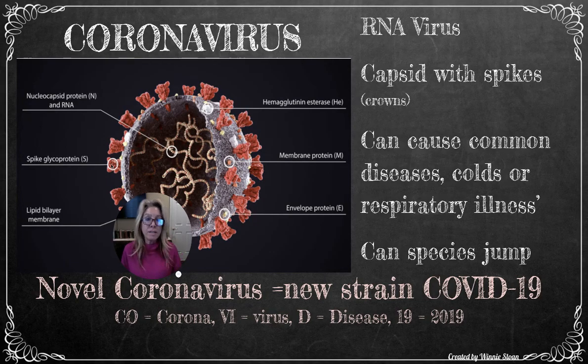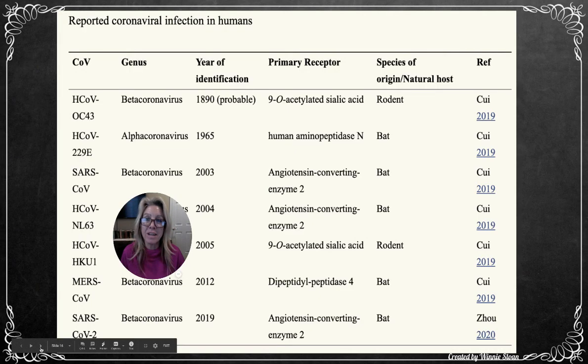It can cause diseases. There are several, and I gave those to you in your notes. There are several different diseases that can be caused by it, and it can species jump. This is called the novel coronavirus, or COVID-19. And the CO stands for corona, the VI for virus, and D for disease. And then in 2019 is when this was first identified.